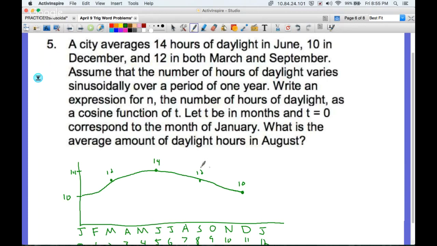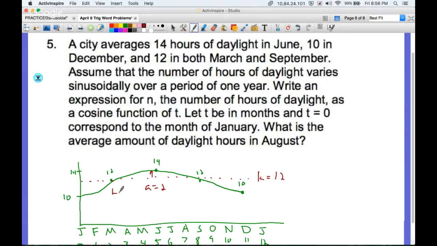Let's see. We can add in our midline. Our midline is at 12. That gives us our K line. So K equals 12. From 12, we go a distance of 2 to get to our maximum. So we know that A is equal to 2.